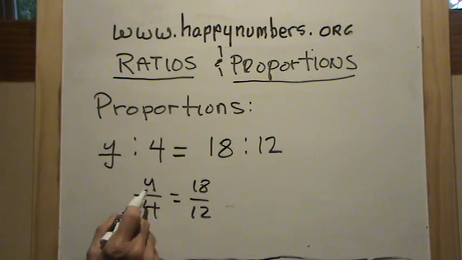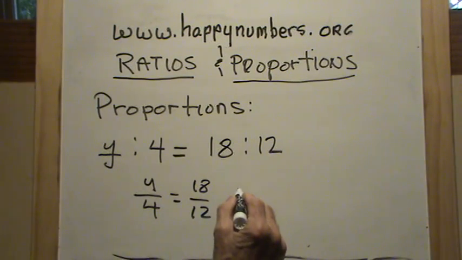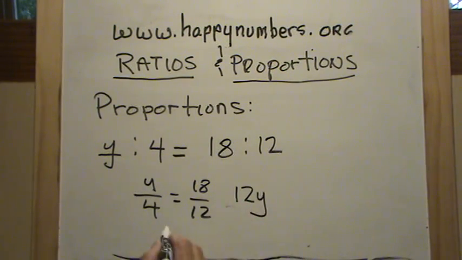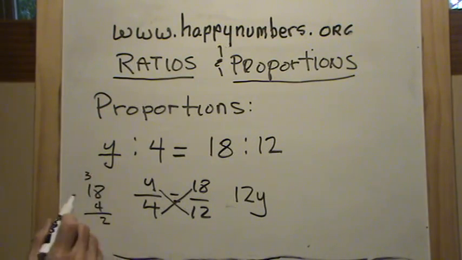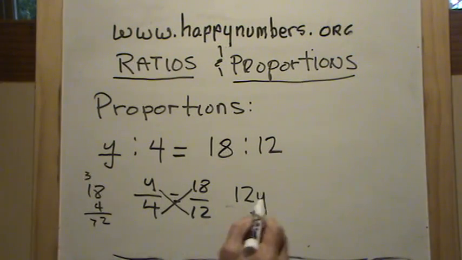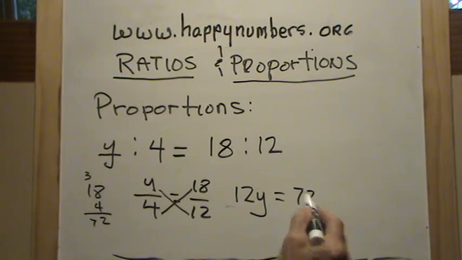Well, we can cross multiply. 12 times y gives us 12y. And now 4 times 18, well, let's put 18 times 4. 4 times 8 is 32, carry the 3. 4 times 1 is 4. So 12y equals 72. And now I have a simple equation.